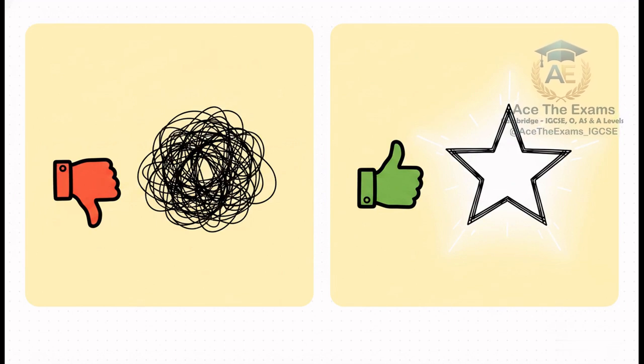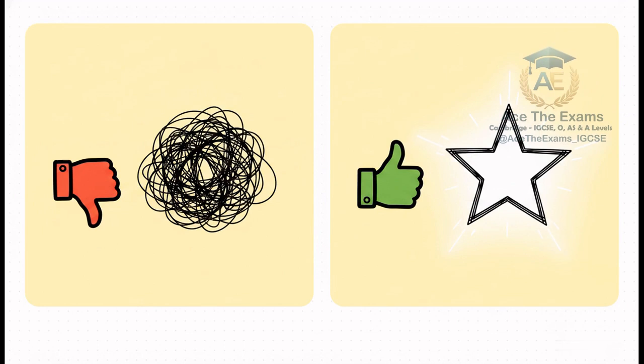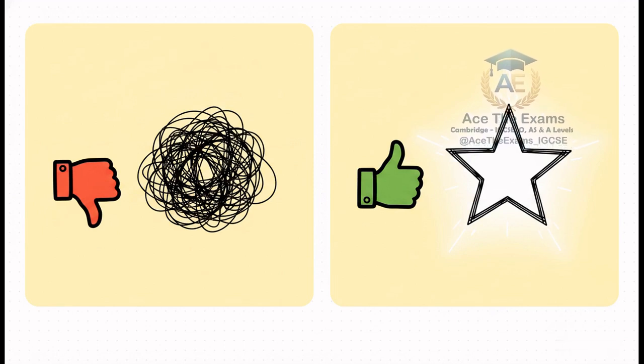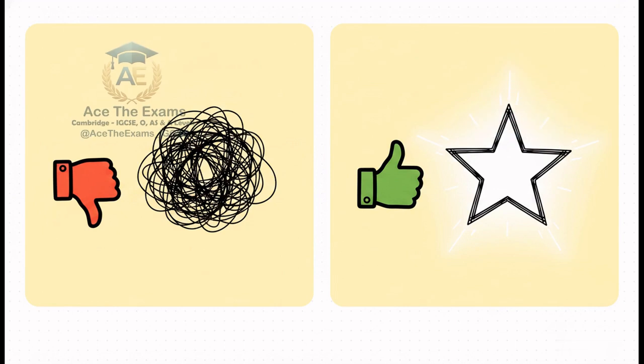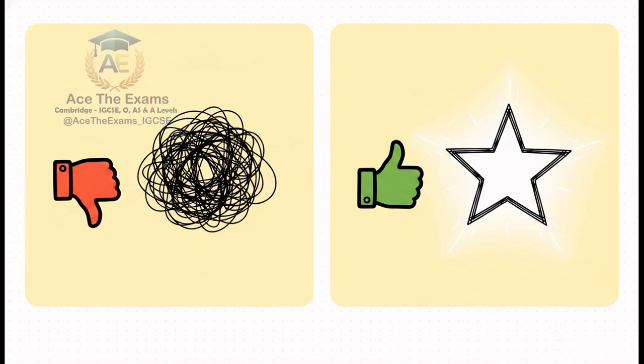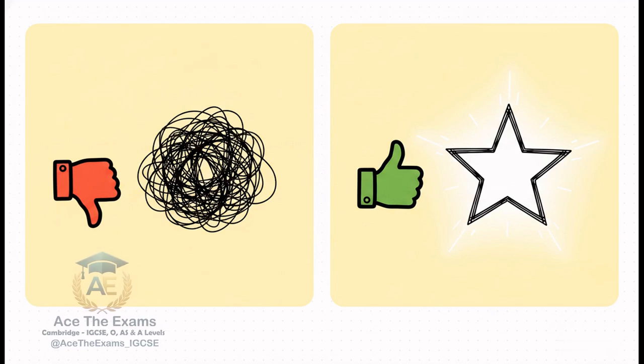Concept: Hooke's law applies. Data: a load of 8.0 newtons results in an extension of 4.0 millimeters. Reasoning: the spring constant, K, equals force over extension, so you take your 8.0 newtons, divide it by 4.0 millimeters, and you get 2.0 newtons per millimeter. That right there is how you lock in maximum marks without leaving anything to chance.